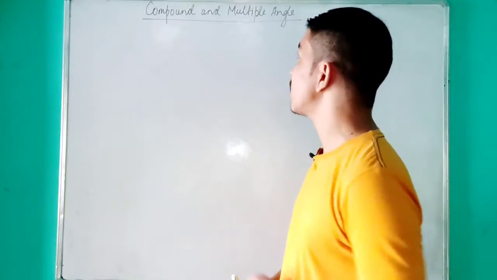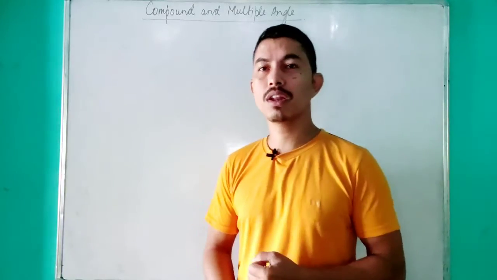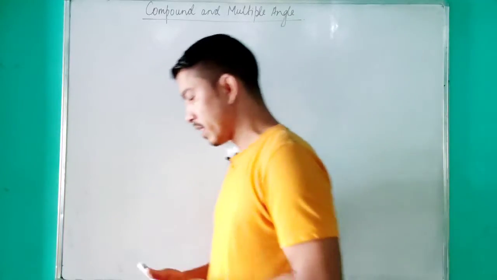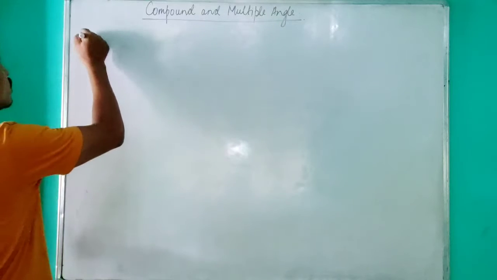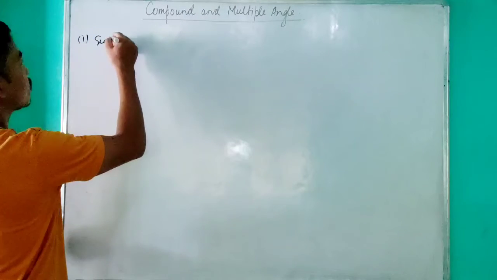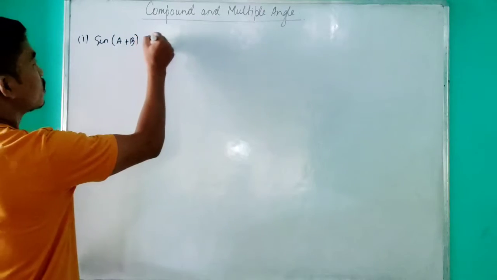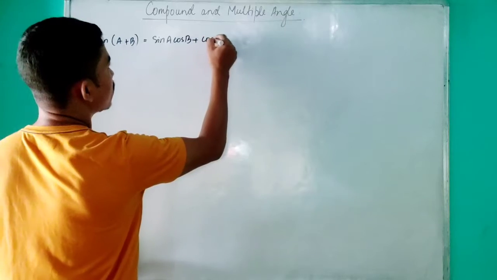So let us begin a new chapter, that is compound angle and multiple angle. This is completely a new concept to you in the chapter of trigonometry. I will start by writing the formulas. The first formula you need to remember is sine of a plus b. I will explain what a and b are. This is equal to sine a cos b plus cos a sine b.